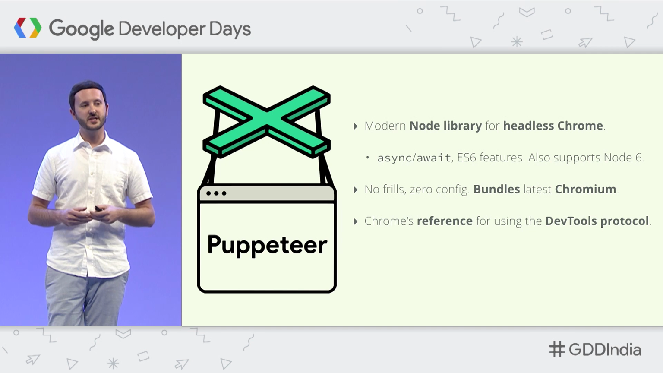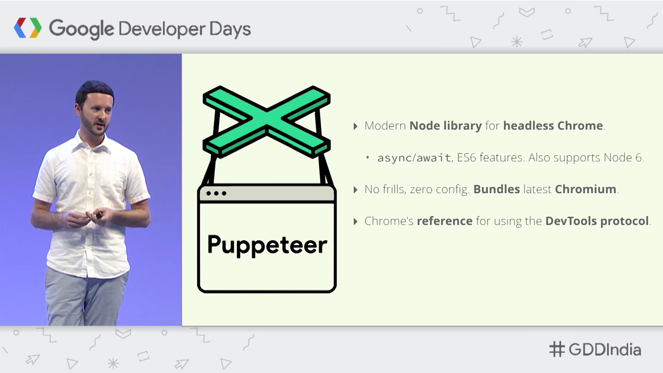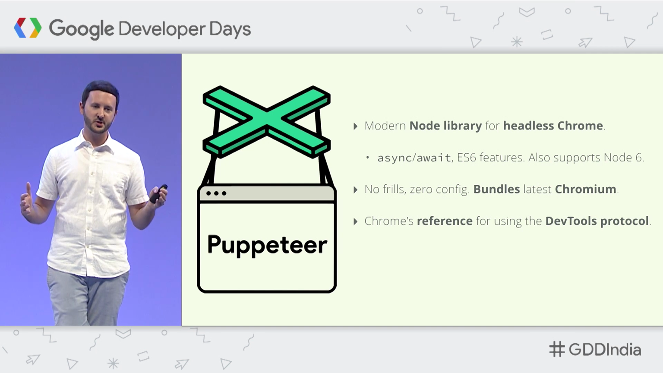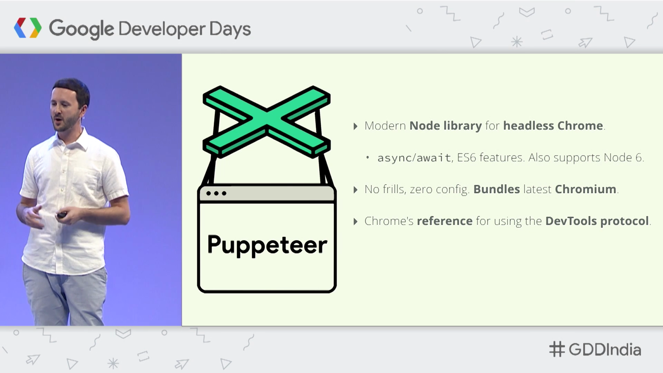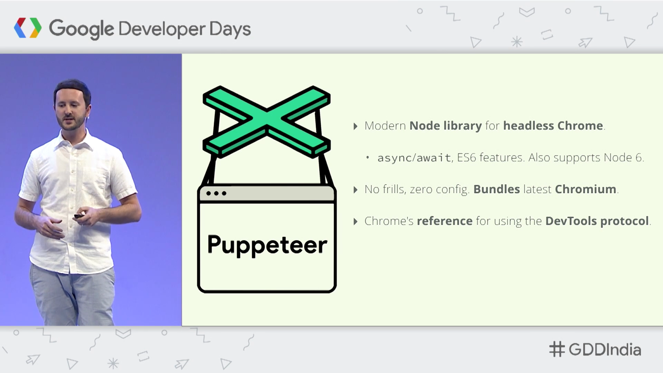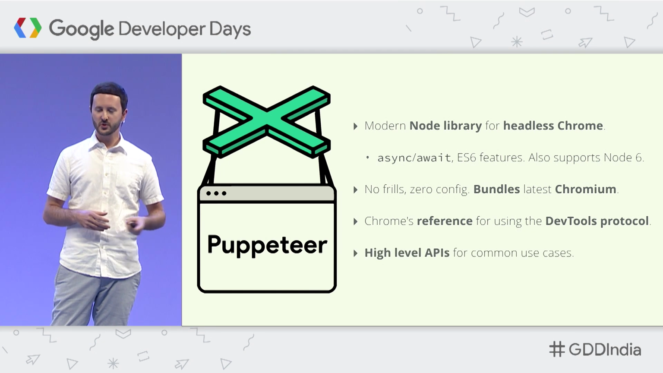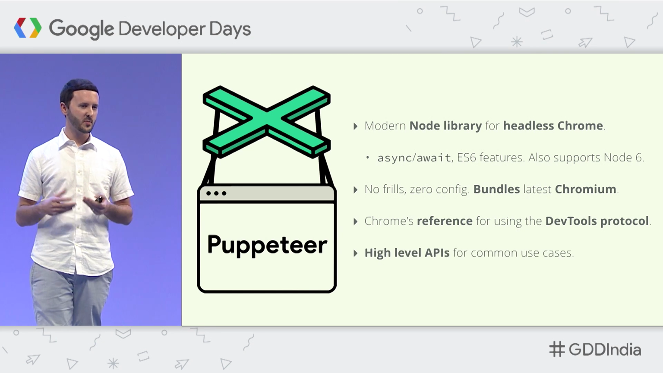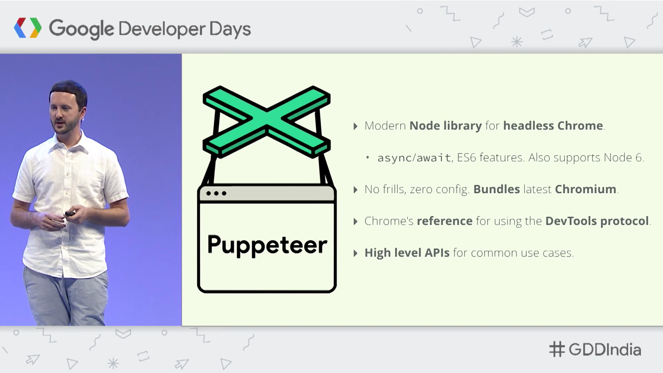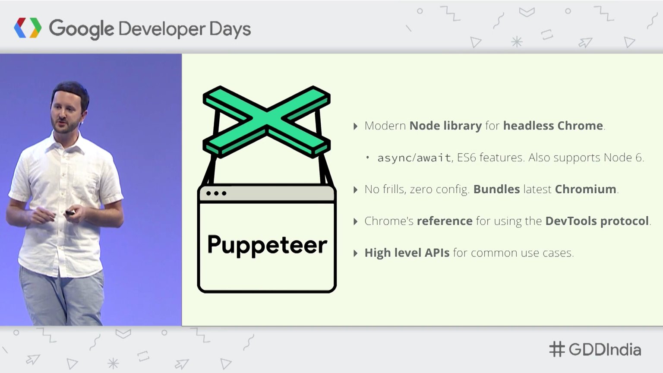We want it to be a reference implementation for the DevTools protocol. Now, the protocol itself, there's so much you can do. It's a really complex, very awesome API surface. But we wanted to actually create the highest level API possible. Really wrap the protocol API in the most useful things we could. And so we have API calls for probably the most common use cases that you would use.